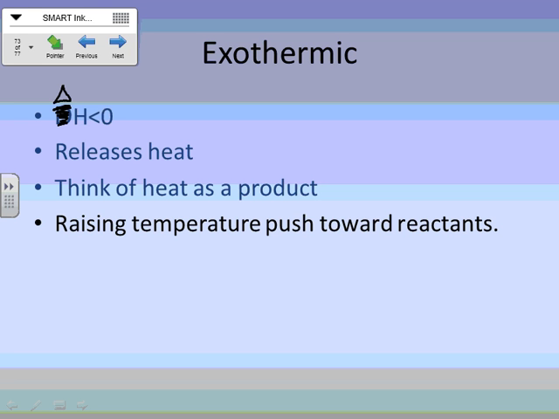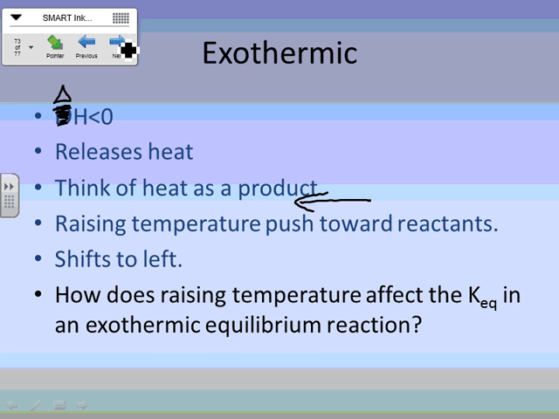Raising the temperature is like adding a product, since heat is on the product side in an exothermic reaction. So if we raise the temperature, that's going to push the equilibrium back to the left towards the reactants. It shifts the equilibrium to the left. Okay, so then the question is, how does raising the temperature affect the equilibrium constant in an exothermic equilibrium reaction?